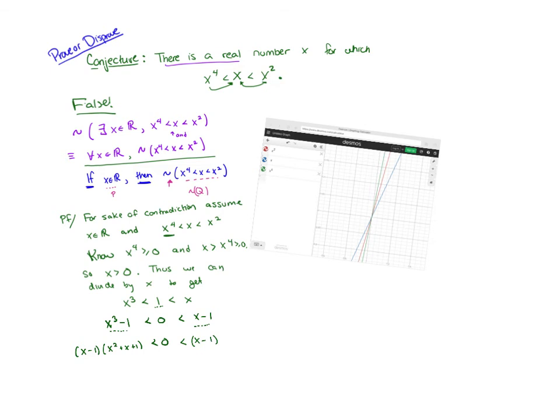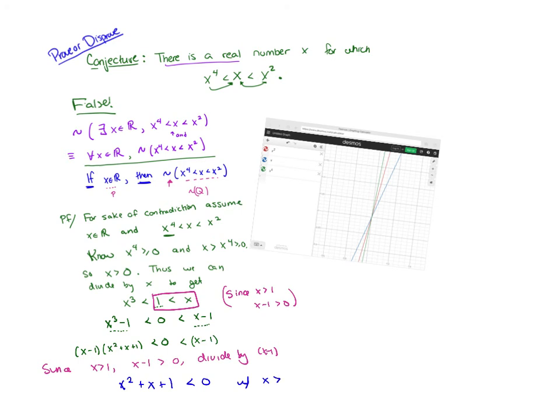Now, from the inequality we had up here, we got that x was strictly bigger than 1. So since x was bigger than 1, x minus 1 is bigger than 0, so I can divide by that as well. So maybe I should put that in my proof. I just did this off to the side as I was thinking here. Since x was bigger than 1, x minus 1 is bigger than 0, so I can divide by x minus 1 to get that x squared plus x plus 1 is less than 0, with x bigger than 1. So now I have a positive number and a positive number, all added together, giving me less than 0. That's a contradiction.